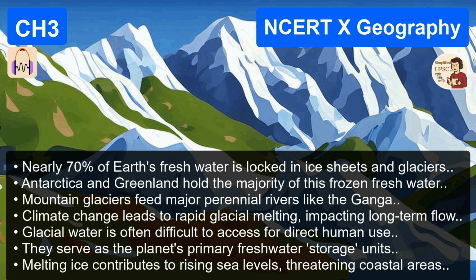That leaves us with what, roughly 2.5% is fresh water? A tiny, tiny sliver of the pie. Just a sliver. And even that 2.5% isn't all just sitting in a bucket waiting for us to scoop it up. A huge chunk of it, about 70% of that fresh water, is locked up. Locked up. In ice sheets and glaciers, in Antarctica, Greenland, and the mountainous regions of the world.